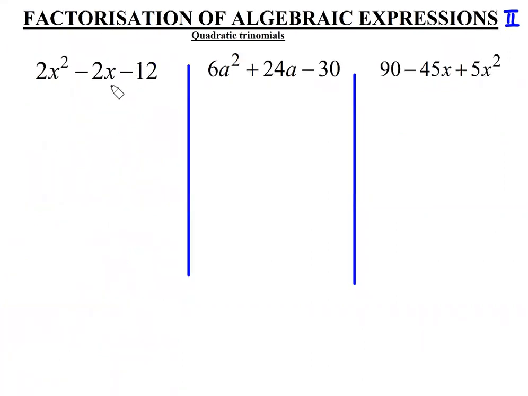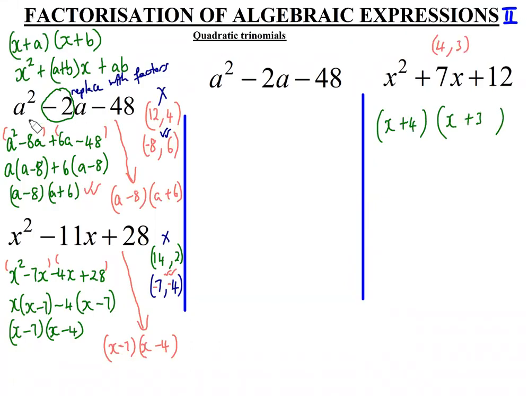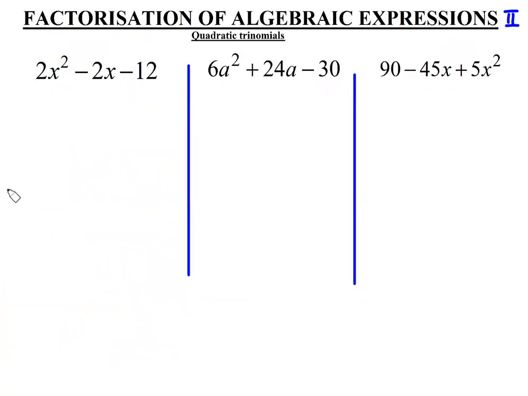Now, here's what you need to do. We can see that the x squared here is now having a coefficient. And if you check here, the coefficient of x squared or a squared was 1, so it was very easy to deal with. Let's see what you're supposed to do here.